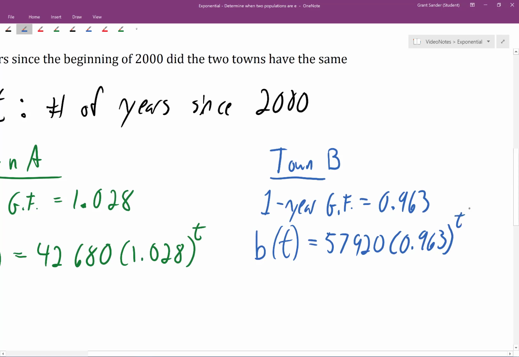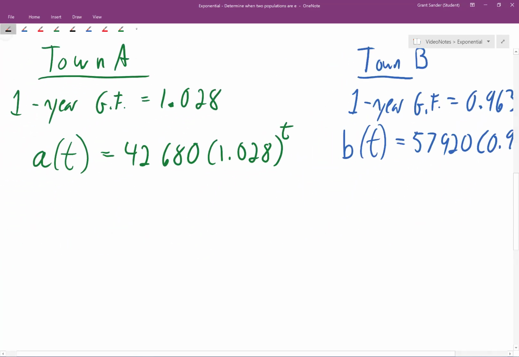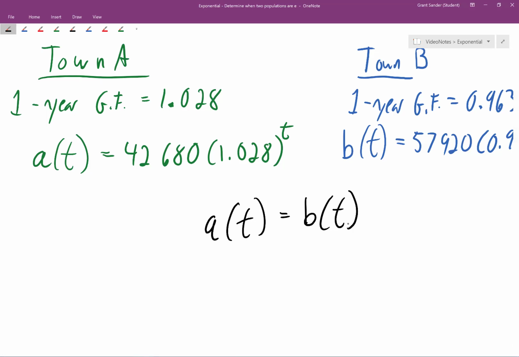So now we've got two functions modeling the population of each town in terms of the number of years since the beginning of 2000. So what we're trying to find out is where is A of t, the population of Town A, equal to B of t, the population of Town B. And to solve that, we can plot both of these functions and then find where they intersect and look at that value of t. So let's plot those two functions real quick and see what you get.